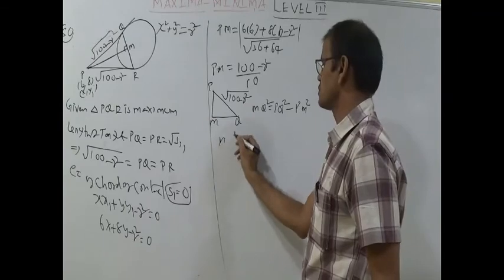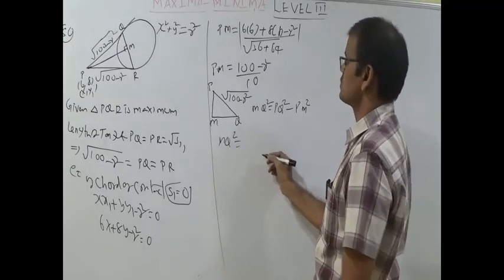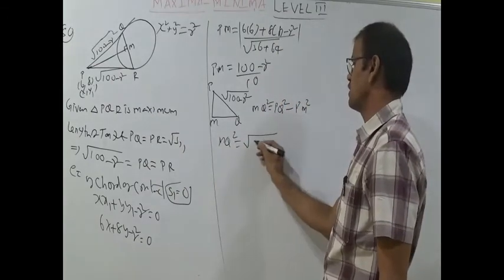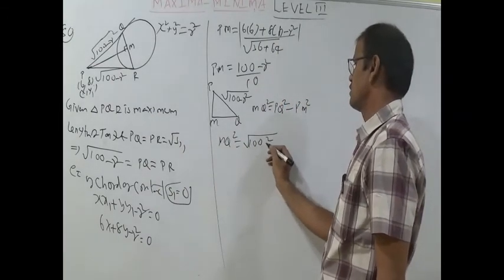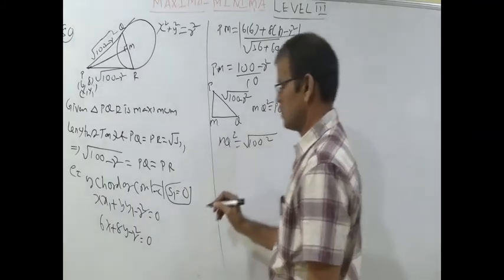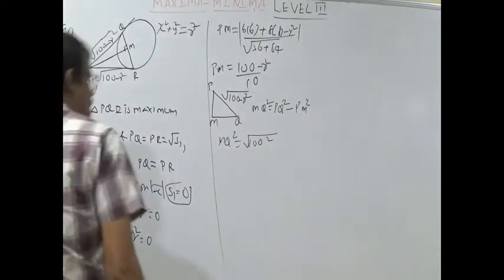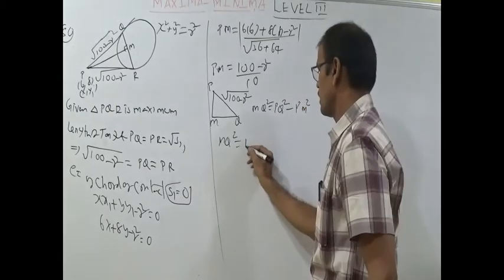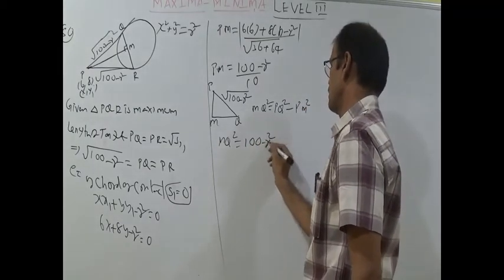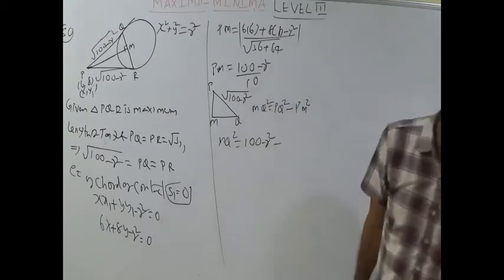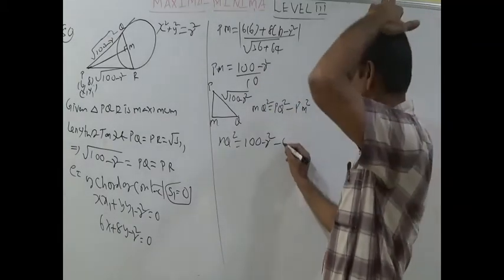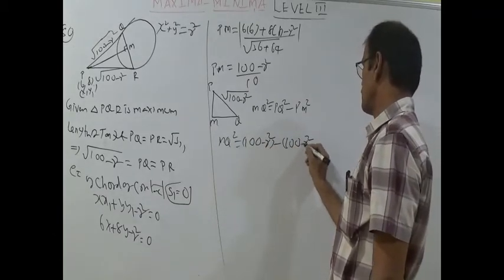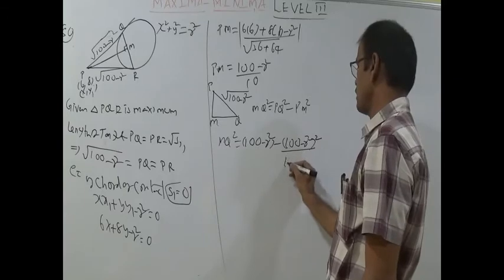So MQ square is equal to, what is the PQ value here? Already we had written root of 100 minus r square whole square, so no need to write the root. It is 100 minus r square, minus this whole square. Put a bracket here: 100 minus r square whole square by 100.